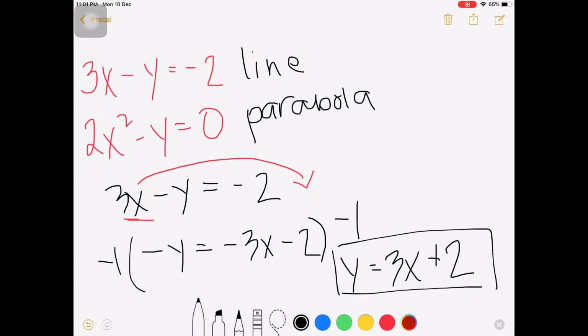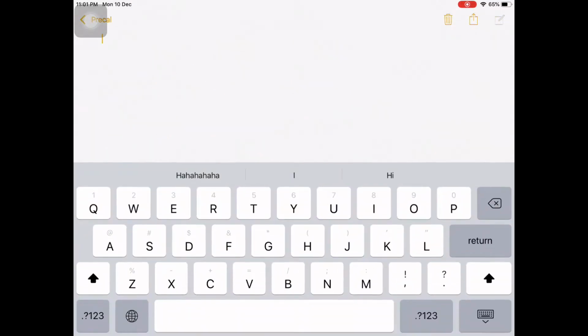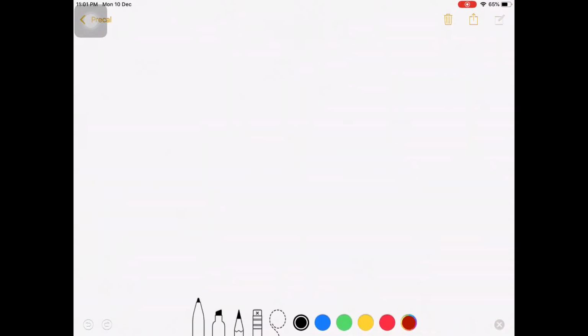So that is our first equation that is really useful for solving these nonlinear equations. And then next, 3x plus 2 will be substituted to the second equation. So we will be having 2x squared minus 3x plus 2 is equal to 0.